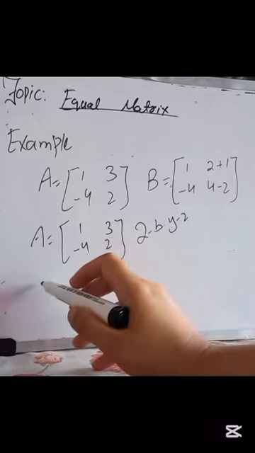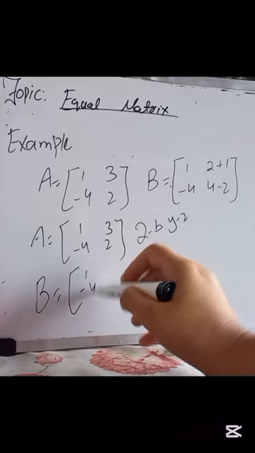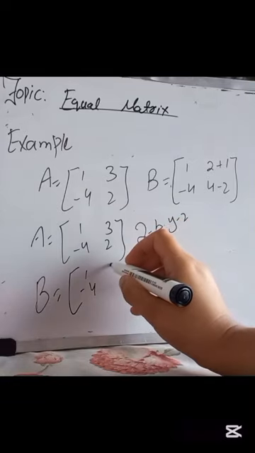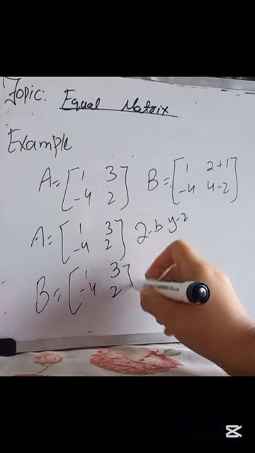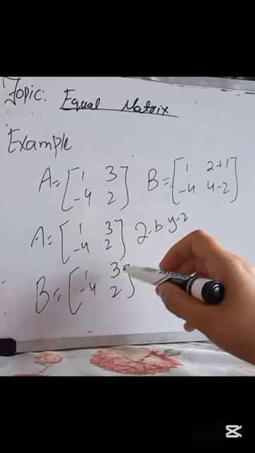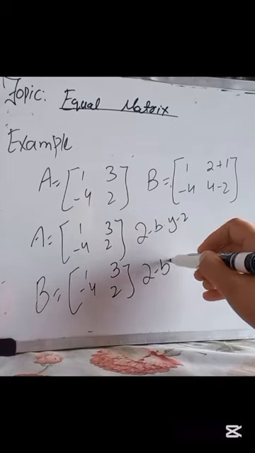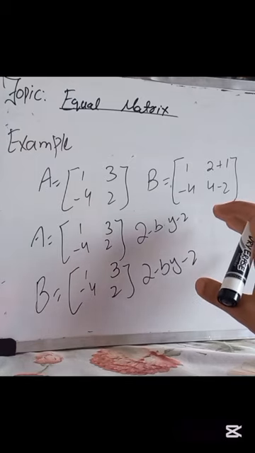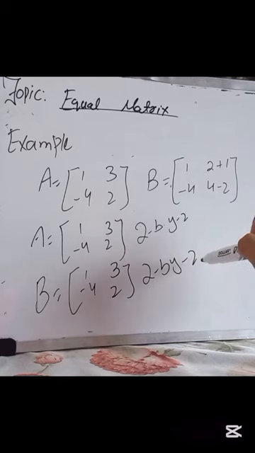Now here we have matrix B: 1, minus 4. We can solve it: 2 plus 1 is 3, and 4 minus 2 is equal to 2. So here we have two rows and two columns. The order of matrix B is 2 by 2. The first condition is satisfied, which means the order of A is equal to the order of B.